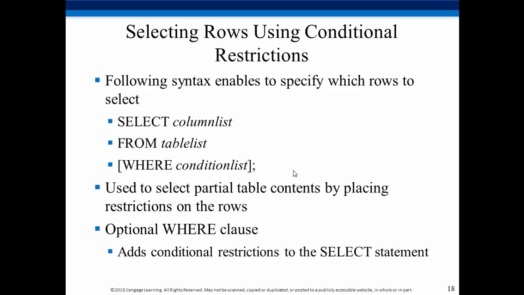Alright, restrictions. The following syntax enables you to specify which rows to select: SELECT column list FROM table list WHERE condition list. So you would do something like SELECT P_DESCRIPT, P_INDATE, P_PRICE, and V_CODE FROM product WHERE V_CODE = 21344. And then if you look at that example on page 260, it returns 3 records in figure 7.4.